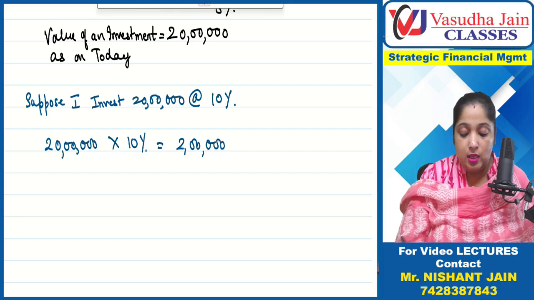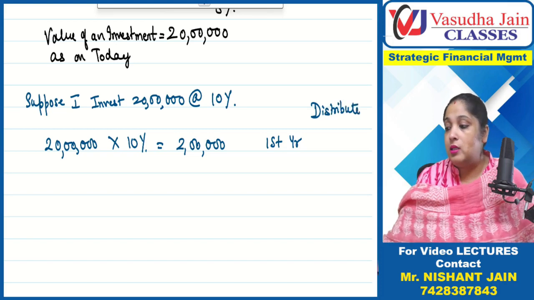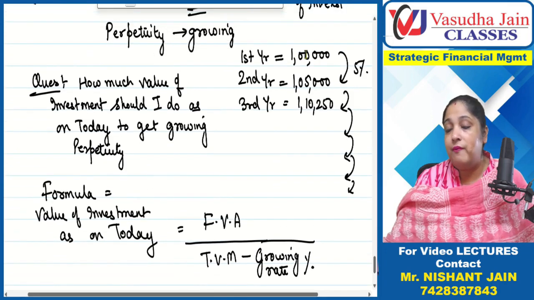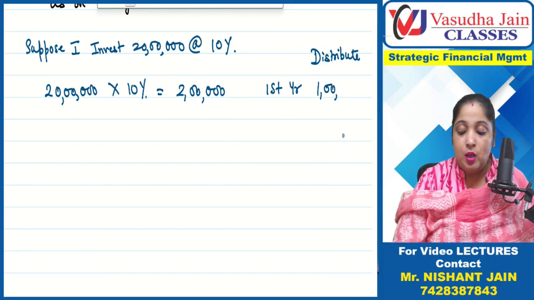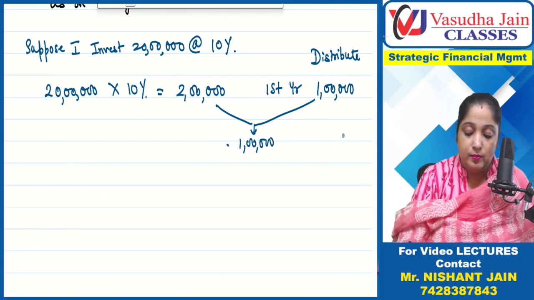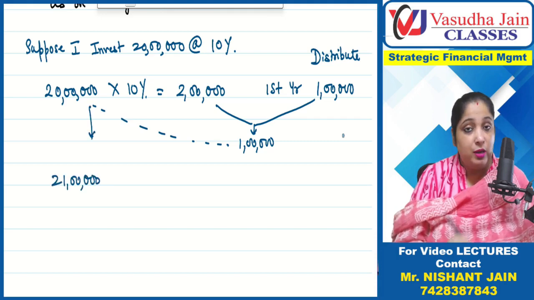Now in the first year, bank will distribute how much? First year I want only 1 lakh rupees. Bank is earning on my money 2 lakh, but it will give me only 1 lakh. So how much is left? Left portion is 1 lakh. Now this 1 lakh will get added up to 20 lakh, and this will become how much? 21 lakh.